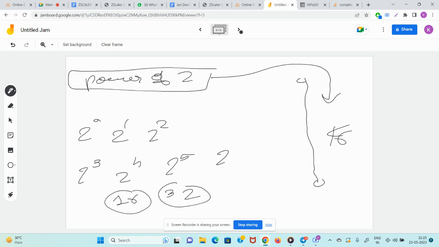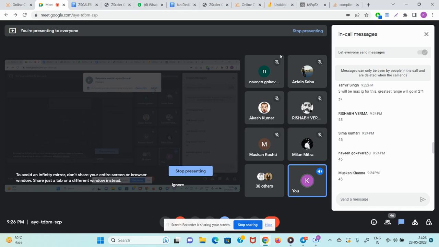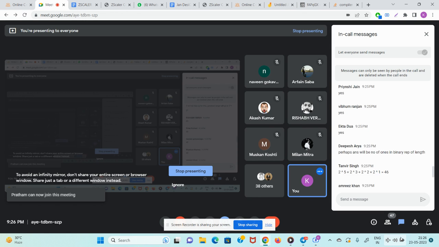Guys, what is 2 raised to 6? Can anyone tell me in the chat? 2 raised to 5 is 32. What is 2 raised to 6? Good, good, good, good. Good, Rishabh. Good going.